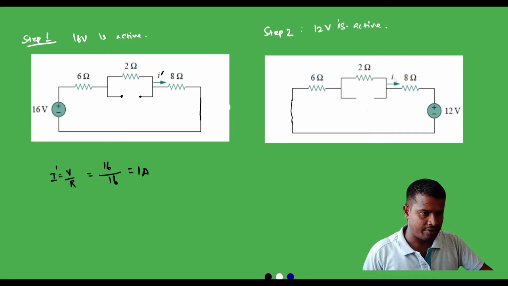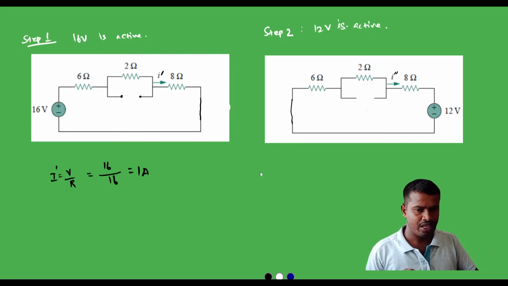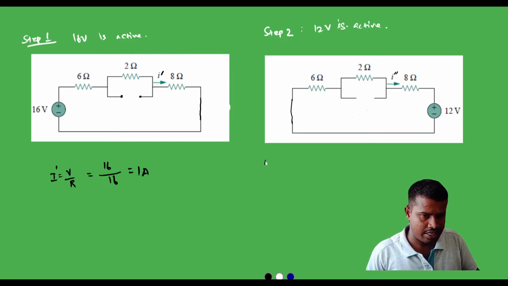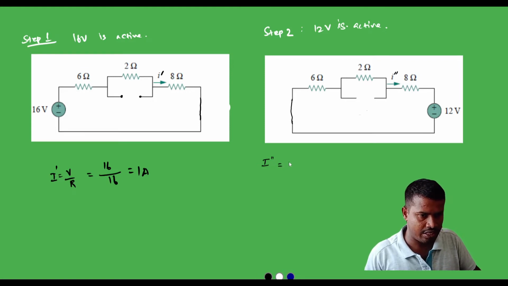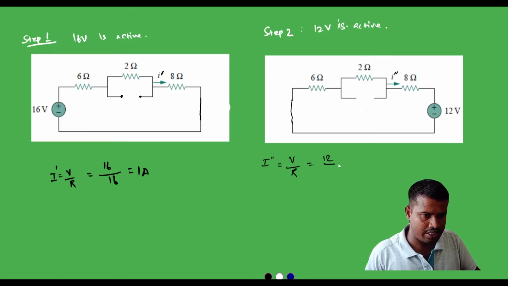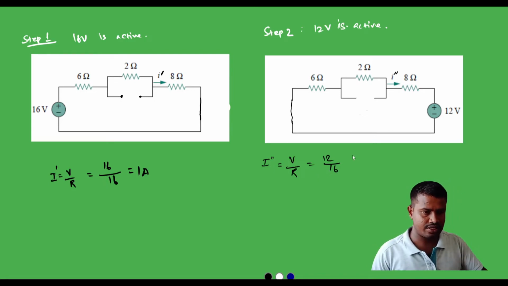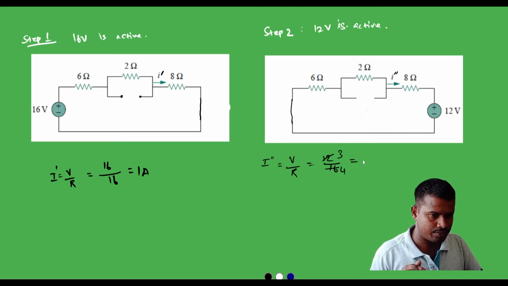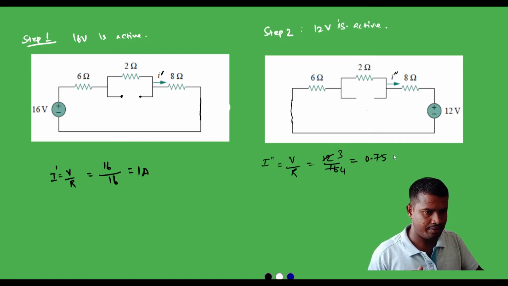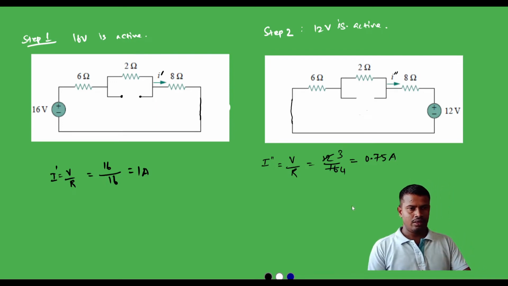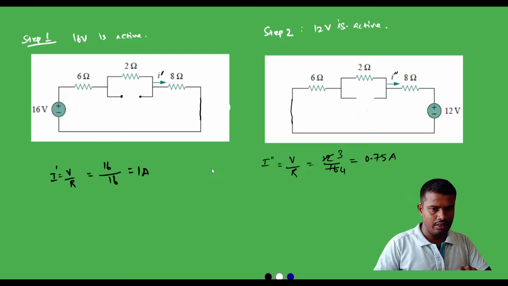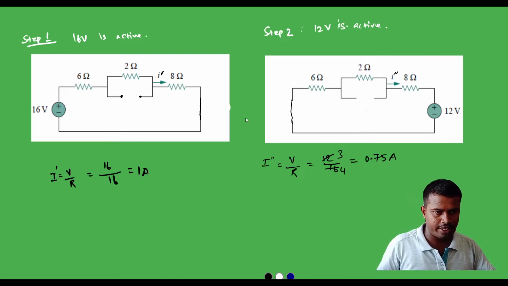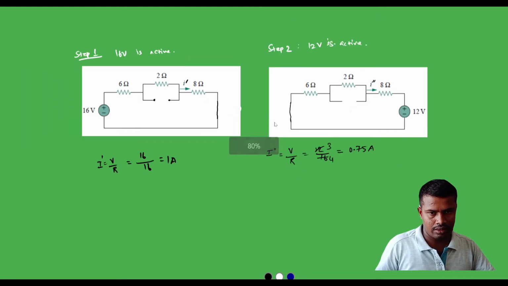Now the current flowing through the 8 ohm resistor will be I double prime. So I double prime is equal to V by R, that is 12 divided by the total resistance, which is 16. Correct? When we solve this, 3 by 4, which is equal to 0.75 amp. Fine. On the next step, we will turn off both the voltage sources and we will activate the current source.